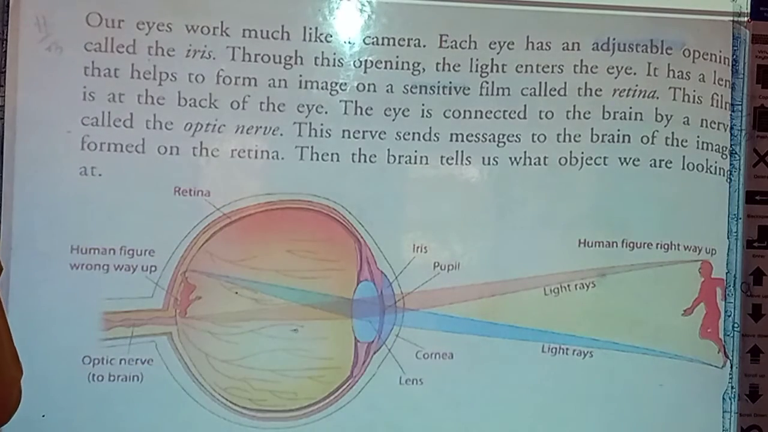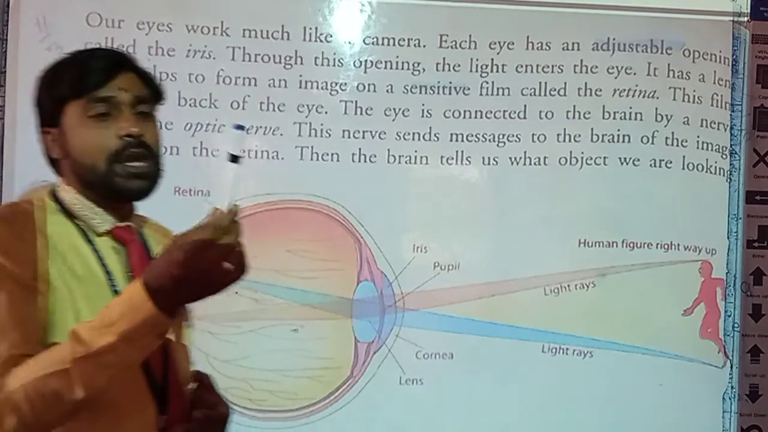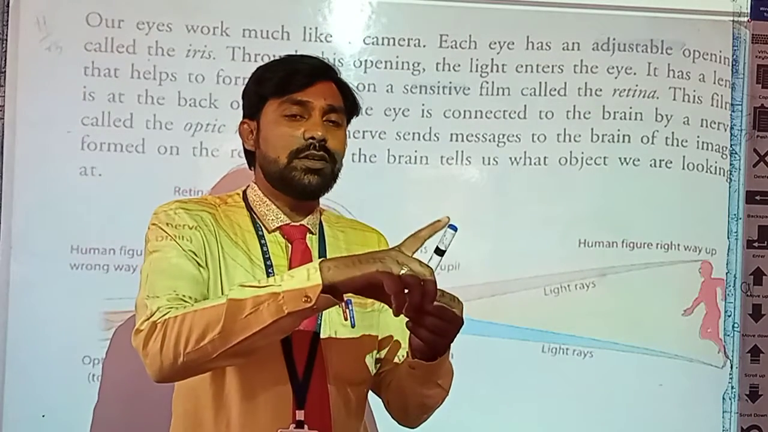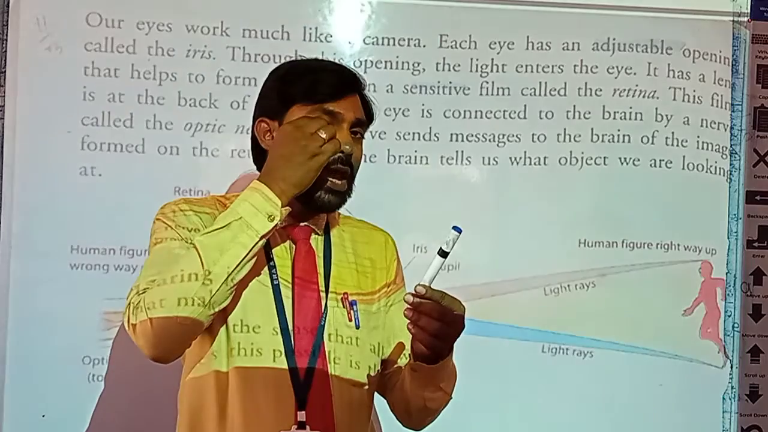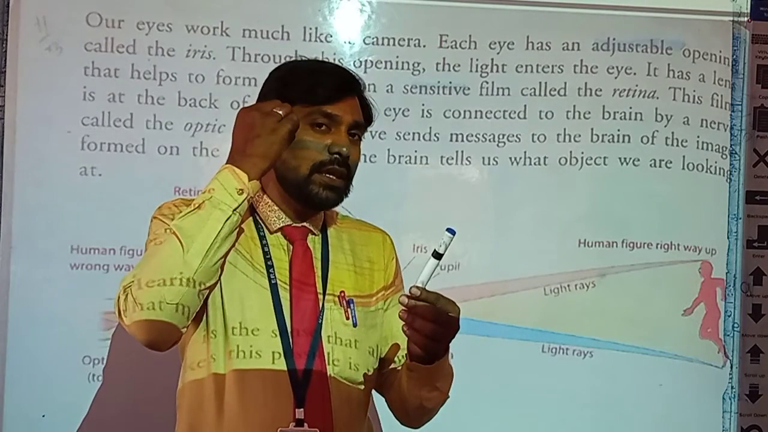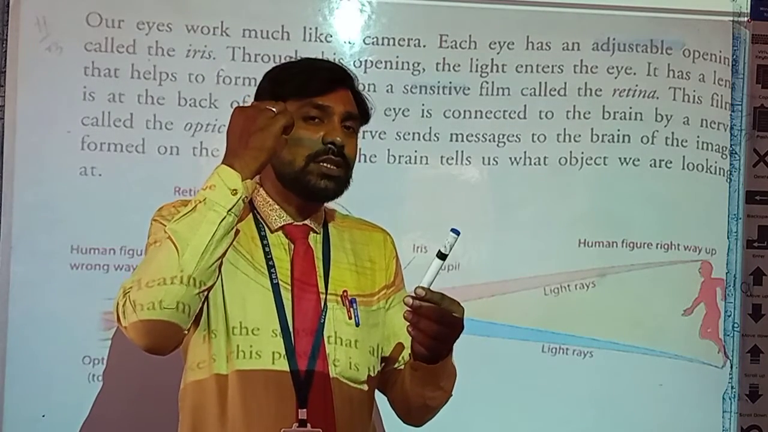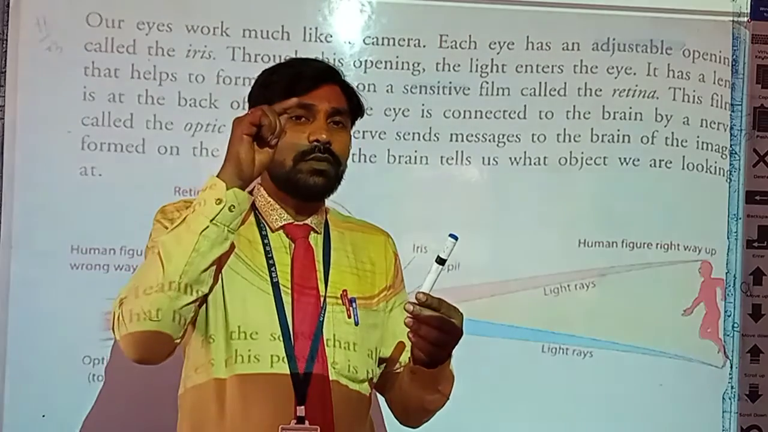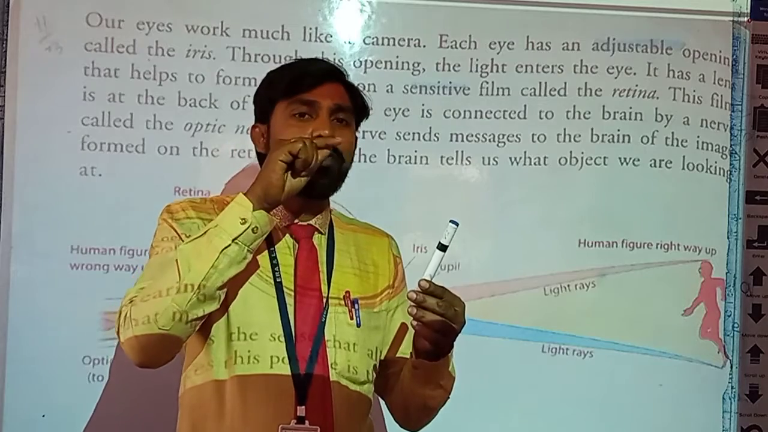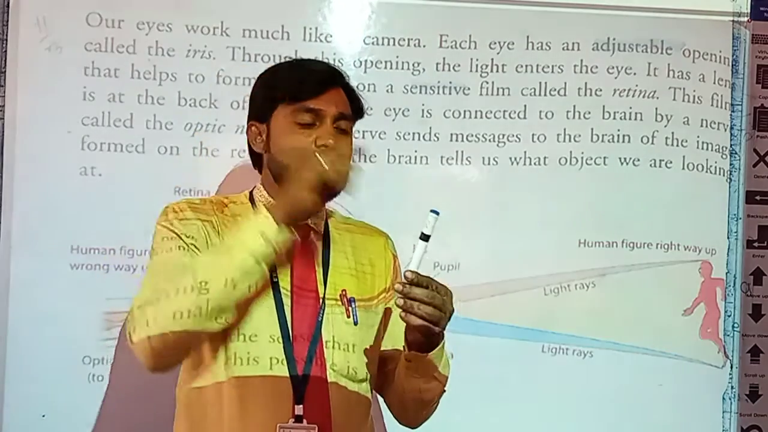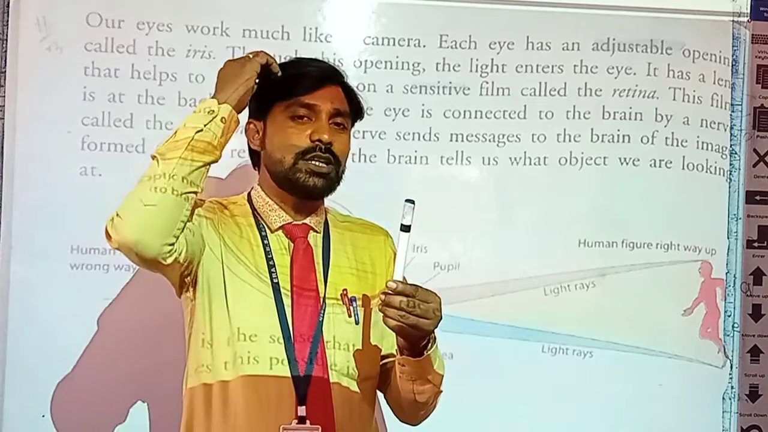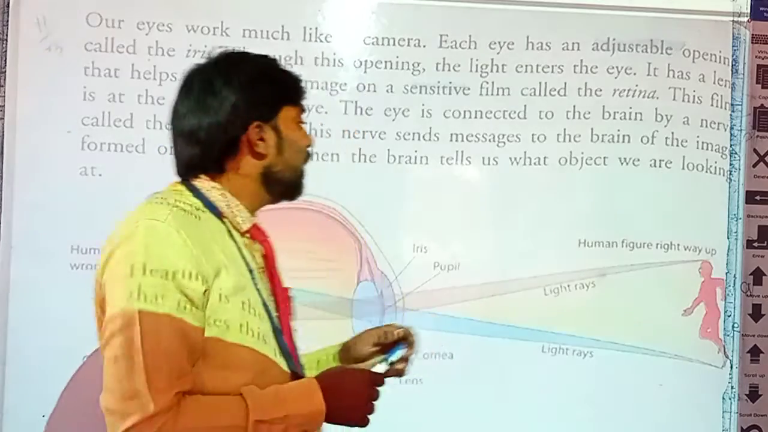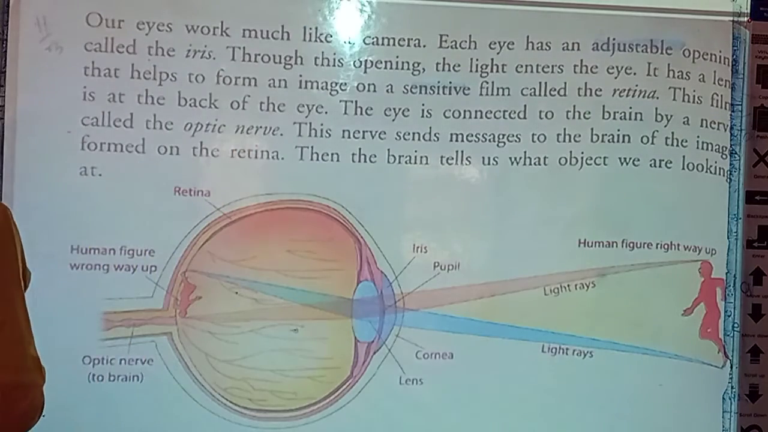So suppose I am looking at this pen. First of all, light enters from my iris to retina, and on retina one image is formed there, and through the optic nerve, that optic nerve gives a message to the brain of this image, and then my brain is telling me that this is a pen. Understood? Now let's see this diagram carefully.